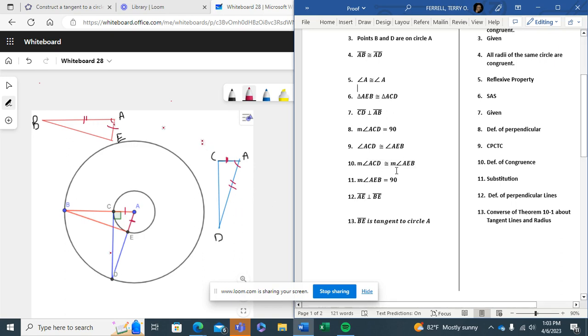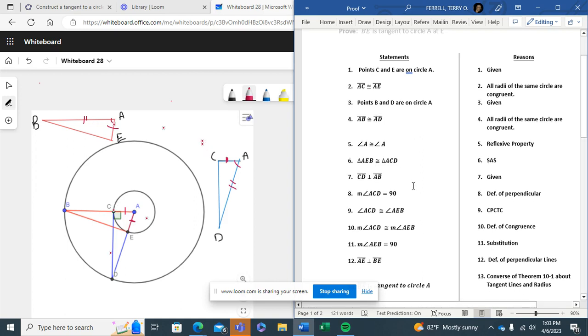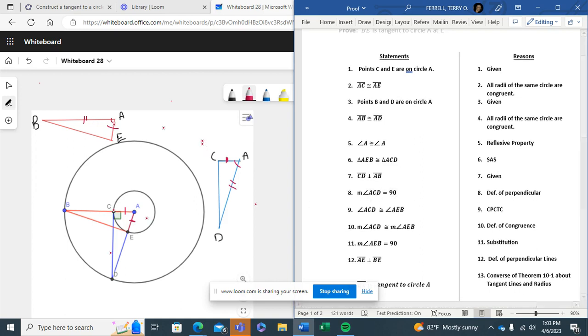So next says CD is perpendicular to AB. That was given. That was in our original statement, that CD is perpendicular to AB. Okay, that's very, very, very important. Let's keep going. The measure of angle ACD is 90. And I need to do this because I'm using the definition of perpendicular lines to prove that the lines are going to be tangent. So that's important. If they're perpendicular, you know it's equal to 90 degrees. So the measure of angle ACD is equal to 90 degrees.